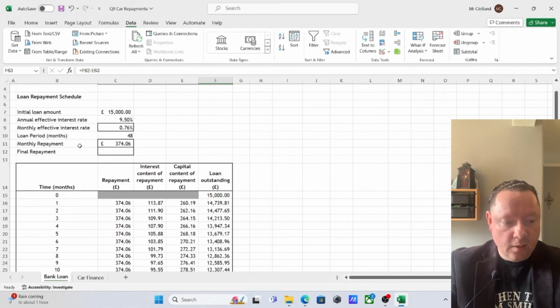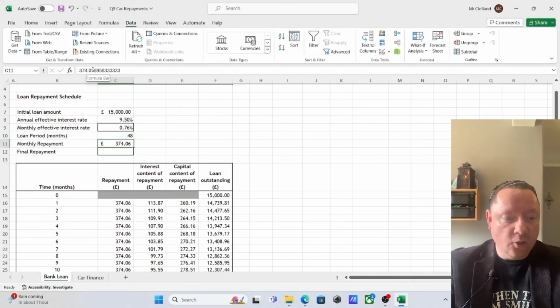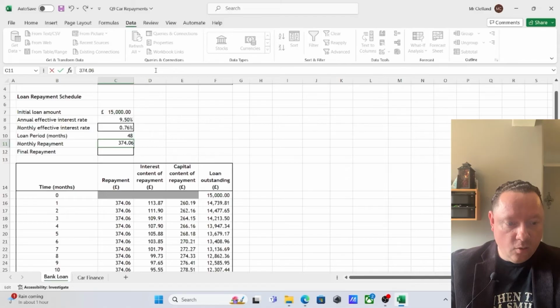However, look at our monthly repayment. It says 374.06, but it's not rounded it, it's just displaying that. So we need to change that here. You can either change it to 374.05 or 374.06. It doesn't matter. Basically, we use the 06 because you can round up 0.05. So I'm just going to do the same. So there you go, 06.